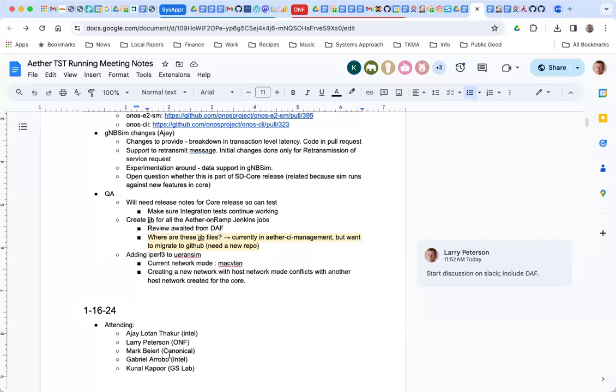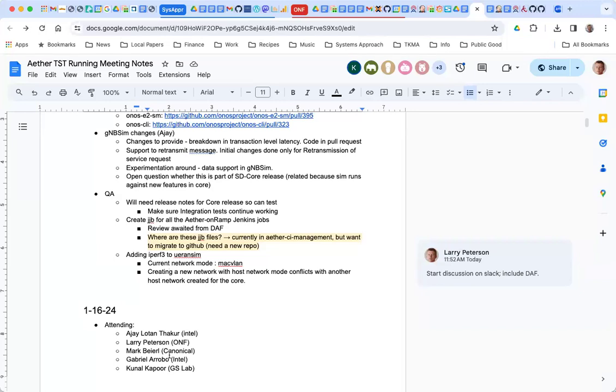I'm a little confused here. When you say adding iPerf3 to UE ransom, I thought iPerf3 was already part of UE ransom. I guess what you mean is setting up the MACVLAN between that container and the core, and doing that in exactly the same way that gNB Sim did is not working. Am I understanding that correctly?